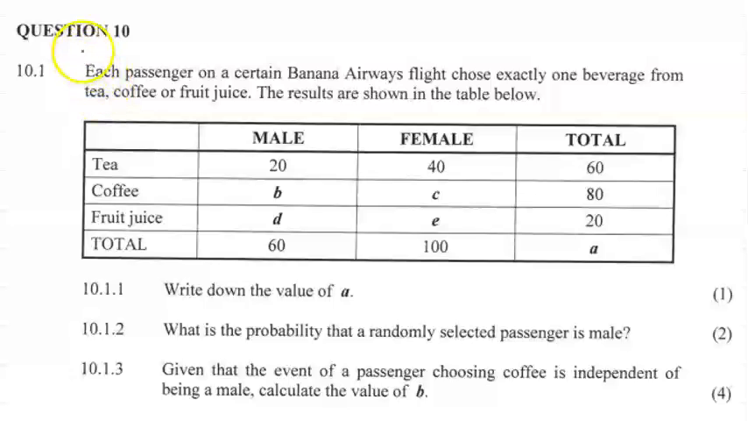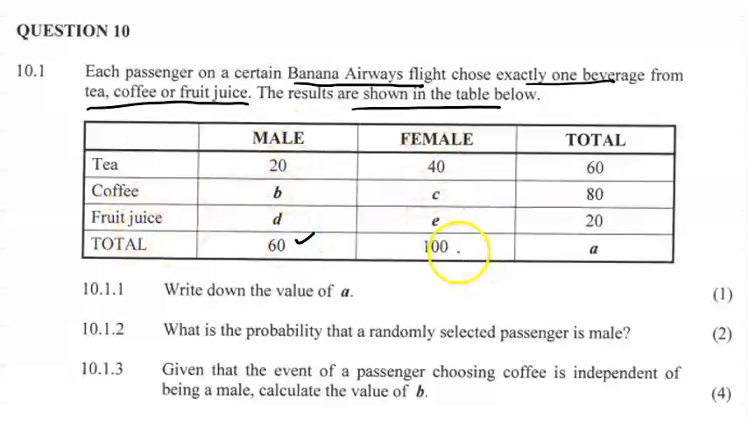It says in question 10.1, each passenger on a certain Banana Airways flight chose exactly one beverage from tea, coffee or fruit juice. The results are shown in the table below. So here we have males and females and tea, coffee and fruit juice. The total number of males is 60, the total number of females is given, which is 100. The first question is, write down the value of A. So the value of A can be simply 60 plus 100, which is equal to 160.